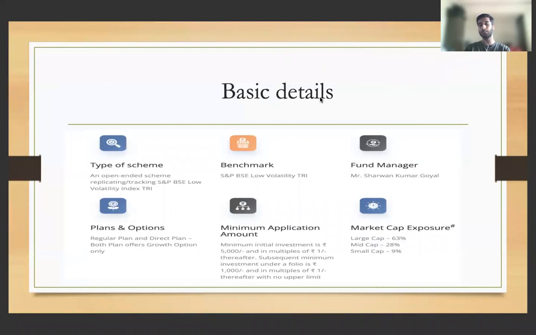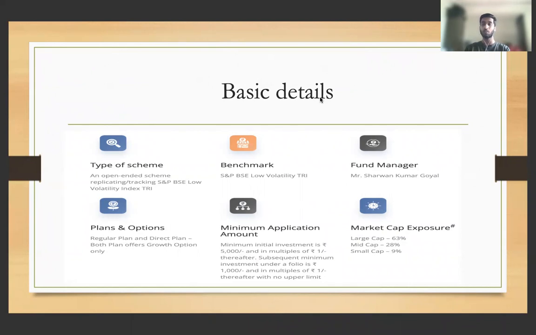So coming to the basic details of the NFO, it is an open-ended scheme replicating and tracking the S&P BSE Low Volatility Index TRI. Open-ended scheme means you can enter the scheme at any time and you can exit the scheme anytime. So there is no lock-in period for the scheme. Benchmark, as we already know, is S&P BSE Low Volatility TRI. Fund manager is Dr. Sharwan Kumar Goyal.